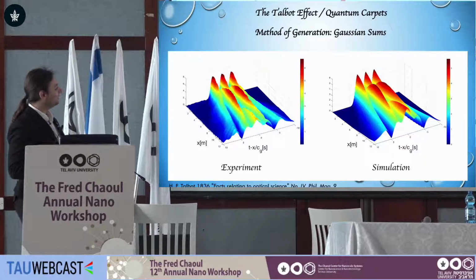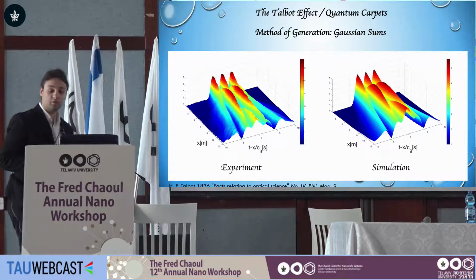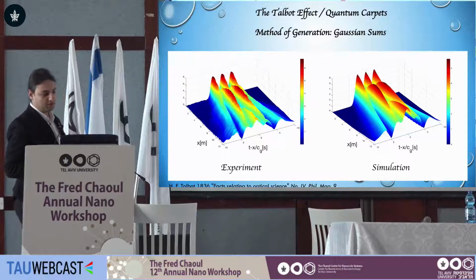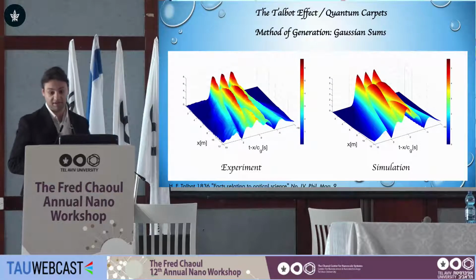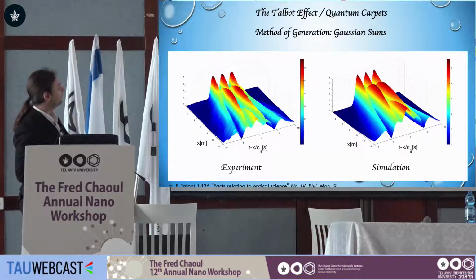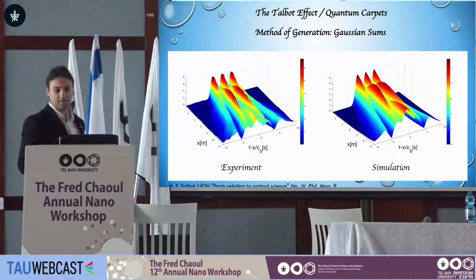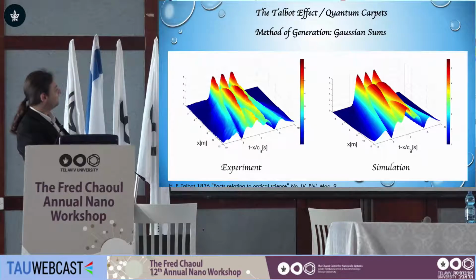And one of the most interesting cases we found is the quantum carpet wave function. Now, the quantum carpet wave function, as derived from its name, looks like a carpet. And the simplest way to create such a wave function is to sum some Gaussian wave packets, and then we will see interference effects between the lobes. So on the right you see a theory, and on the left this is an experiment done recently in our lab.